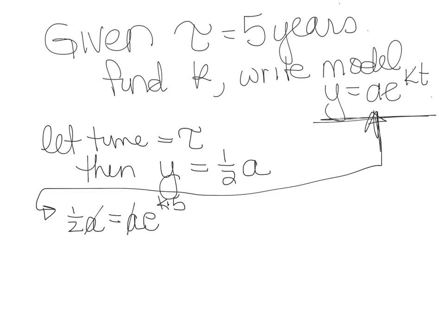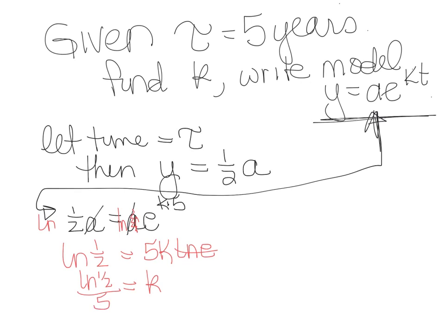Now that the A's are canceled, I can take the log of both sides, and I choose log natural. So ln of 1/2 is equal to, remember that K times 5 comes down in front of ln of E. Remember the A's, this A is gone, right? And ln of E is 1. So 1 times 5K doesn't do anything. And I'll solve for K. K is equal to ln of 1/2. Then I'll take it and divide by 5.